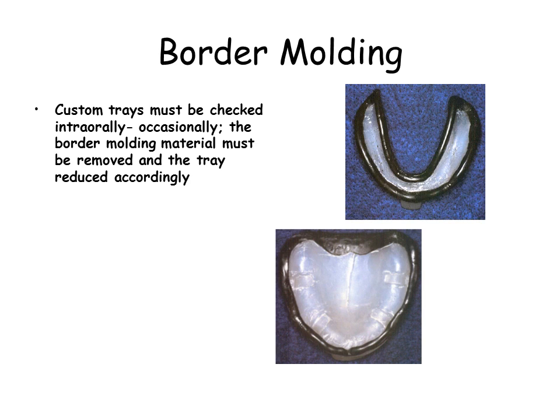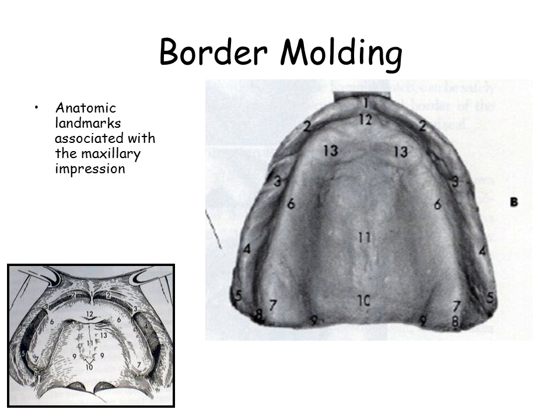Cheeks should be manipulated. Usually a space about the width of a mirror handle should exist between the movable tissue and the tray. The mandibular tray should cover the retromolar pad. The maxillary tray should extend past the vibrating line and into the hamular notch. Identify the landmarks in the impression associated with the arch.